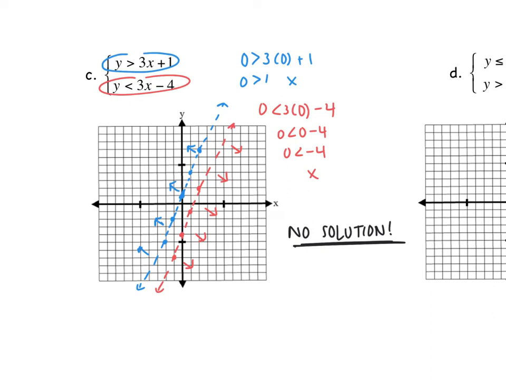Final answer should be that there's no solution. These shadings do not intersect. Your lines end up being parallel, but then the shading goes in opposite directions. So the shadings will never intersect.